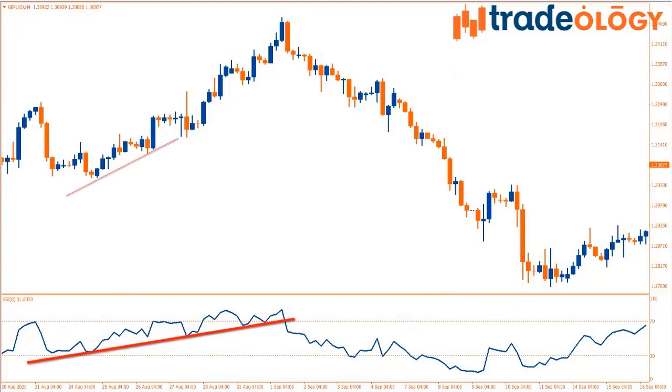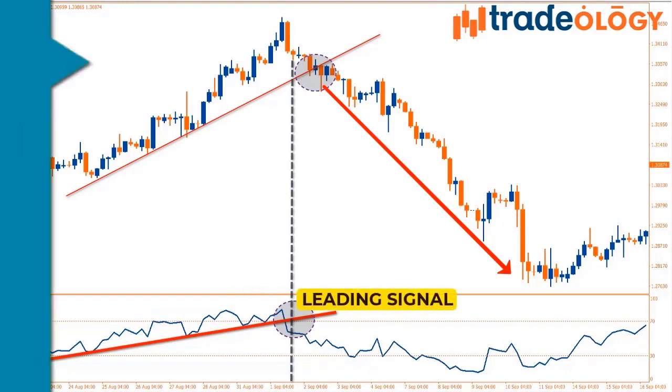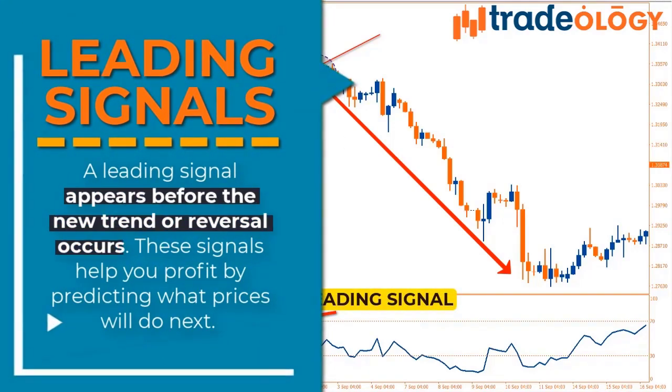When the RSI trendline breaks, it often happens before the trend line on the price chart breaks. This is like an early warning that a reversal is coming. Recognizing this break in the RSI trend line can be really important and profitable because it tells us that the price direction is about to change. It's like a signal that shows us what will happen before it actually happens.